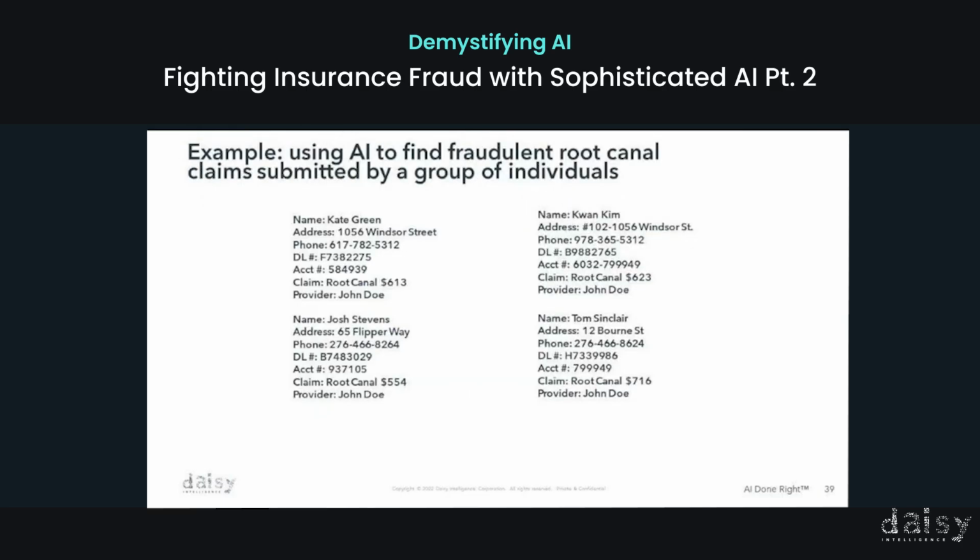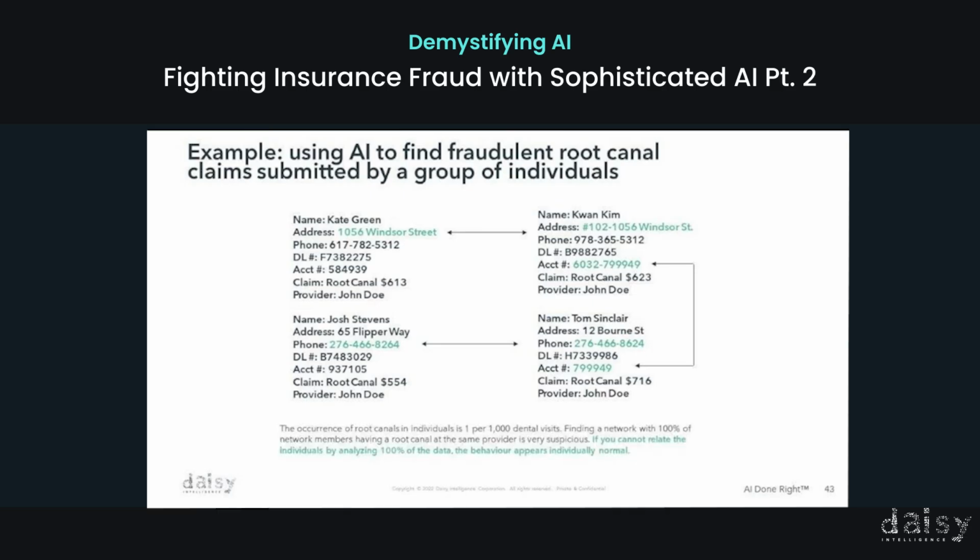Similarly, we can look at the relationships between people. Here we can see Kate Green and Kwan Kim have the same address, yet they're not in the same family group. Okay, well, that's an odd connection. Why do these people have the same address? We can look at person 3 and 4. They have the same phone number, but they're not in the same family group. That's a non-obvious connection. We can look at person 2 and 3 share the same bank account. Why would they have the same bank account if they're not in the same family? And now all 4 of these people are having a root canal.